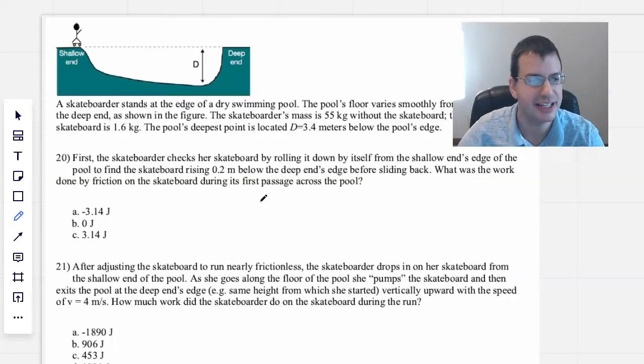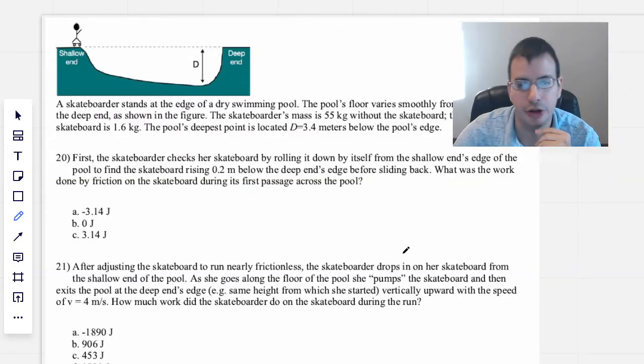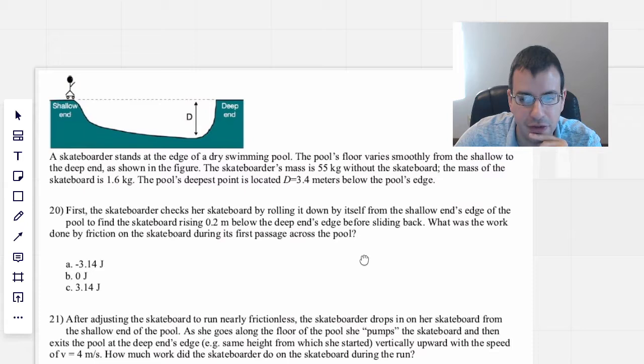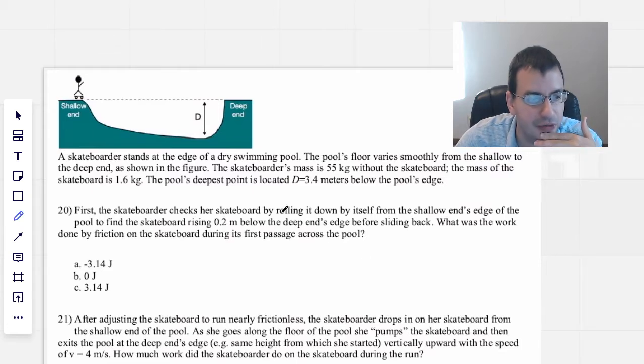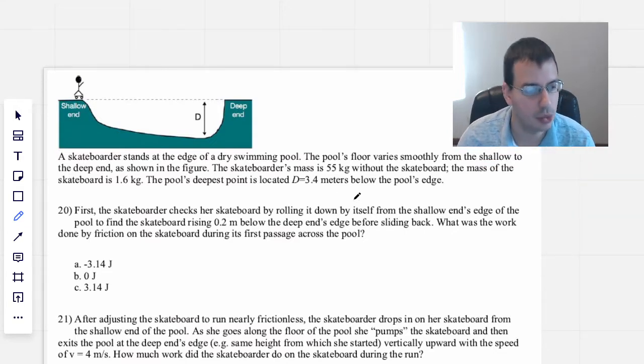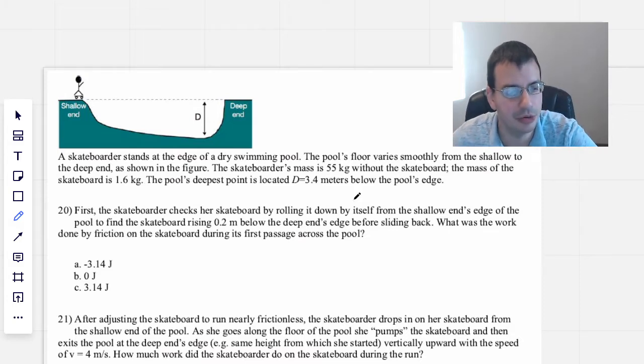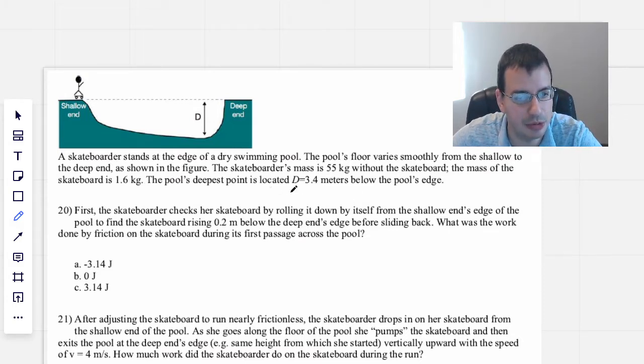A skateboarder stands at the edge of a dry swimming pool. The pool's floor varies smoothly from the shallow to the deep end, as shown in the figure above. The skateboarder's mass is 55 kilograms. Without the skateboard, that's reasonable. The mass of the skateboard is 1.6 kilograms. The pool's deepest point is located 3.4 meters below the pool's edge.